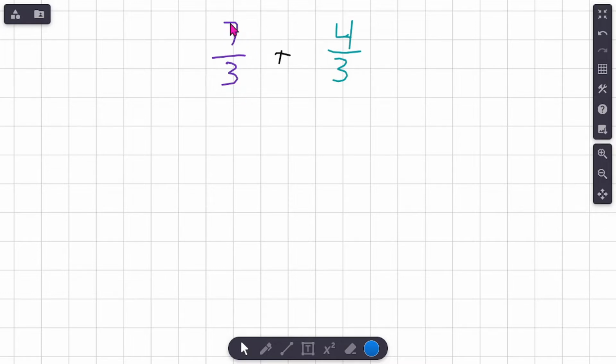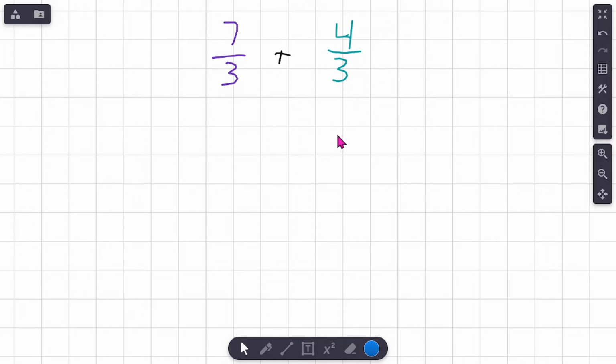We have 7/3 plus 4/3. The first thing that I notice in this problem is that we have numerators for both fractions that are larger than the denominators. Do you notice that? 7 is larger than 3, 4 is larger than 3. That means that both of these fractions are improper fractions. And we know that improper fractions means that the numerator is larger than the denominator, which means that it's more than 1. This fraction here is more than 1. This fraction here is more than 1.